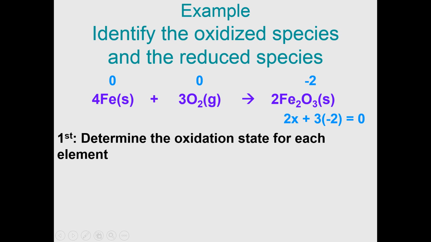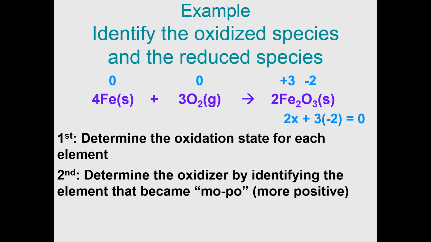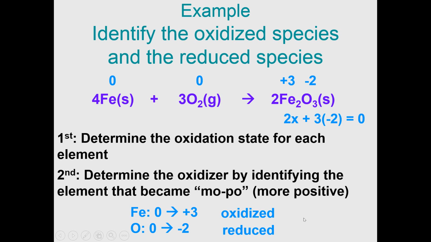I have X, which is my iron, 2 times X because there's a subscript 2, not because there's a coefficient. 3 oxygens and -2 to represent the oxidation state of oxygen. And notice the coefficients do not play a role in determining the oxidation states. So iron's oxidation state is +3. And what we notice is that iron goes from an oxidation state of 0 to +3. It becomes MoPo, more positive, and then oxygen goes from 0 to -2. And so now we have identified our oxidized and reduced species.